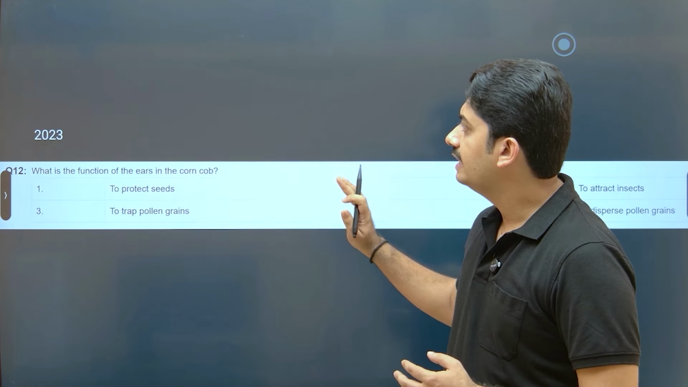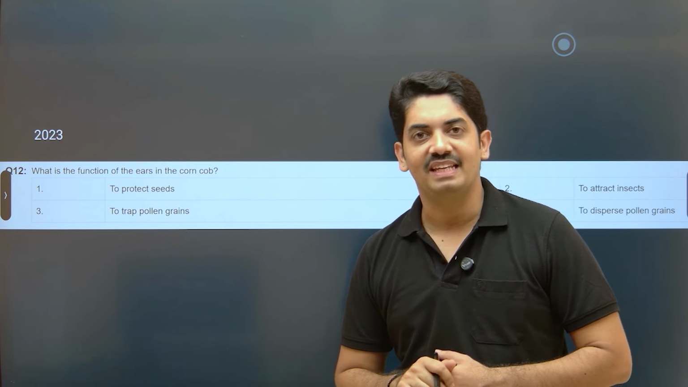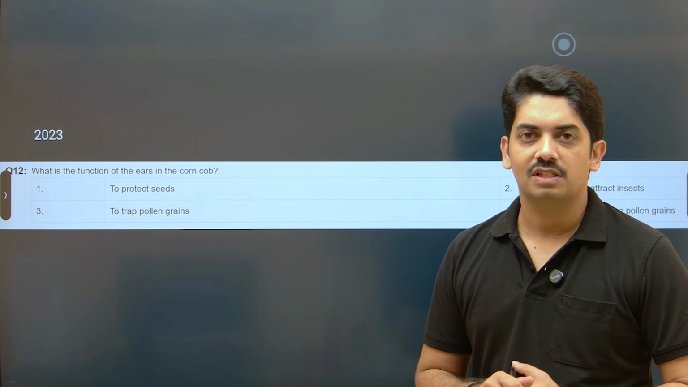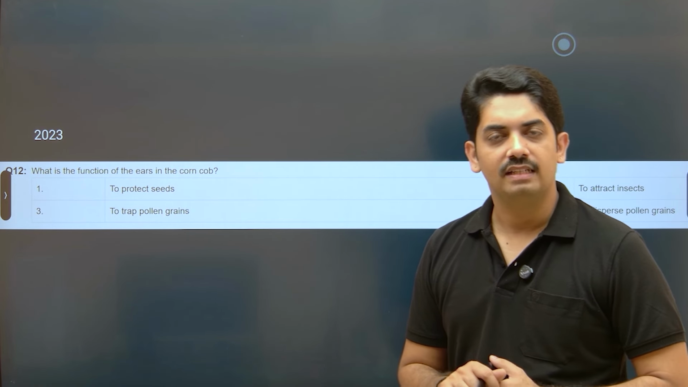See the intensity of questions asked every year. Every year they are picking around 4 to 5 questions for the examiner in question papers.